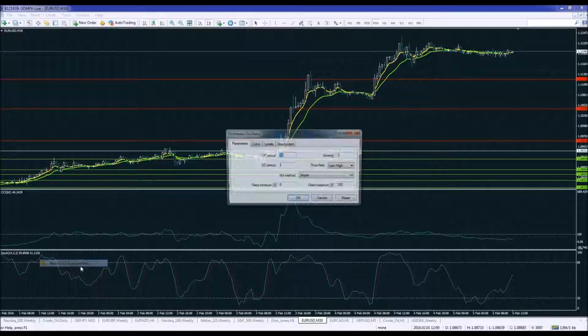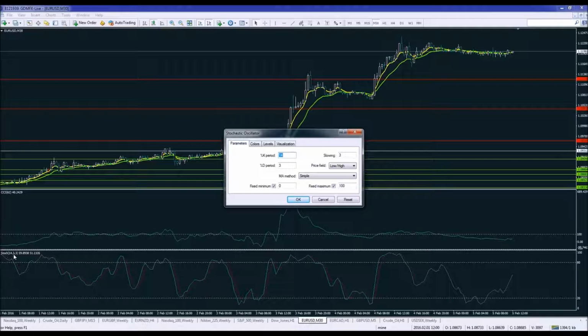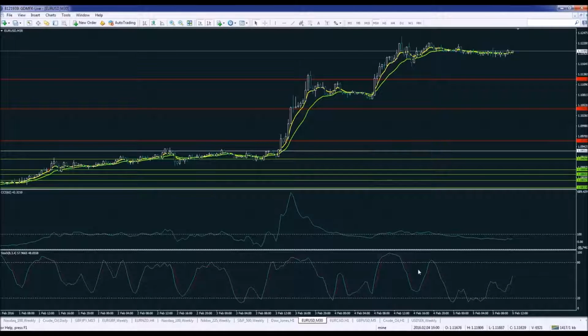However, today you can use the settings as stochastic 14, 3, 3 as well. However, sometimes when you're moving up and down, you might need to get a few more signals, especially on smaller time frames. So I'm going to take 8, 3 and 4. So we can filter a little bit out on the smaller time frames, and as you can see, it looks a little bit better as to crossovers, because those are the signals that we're going to get.